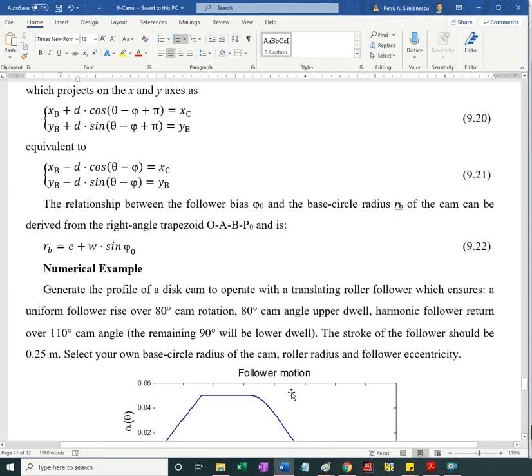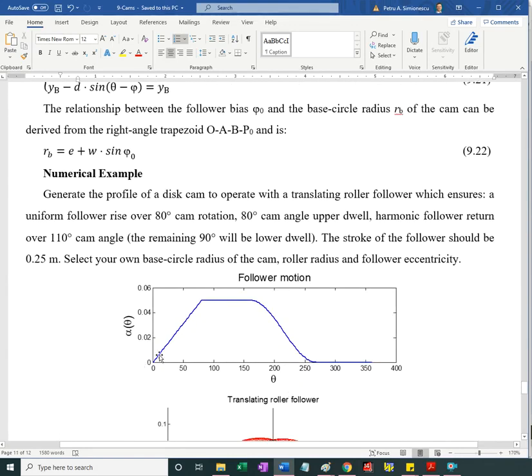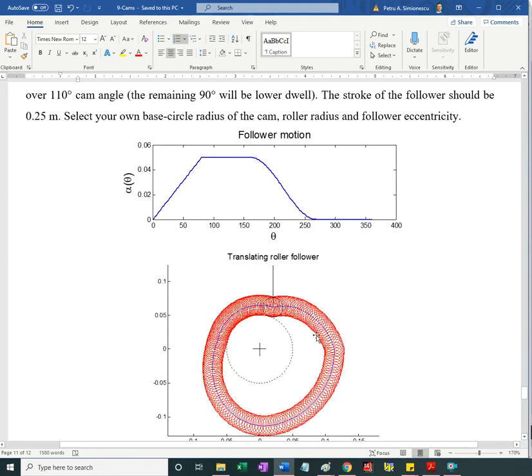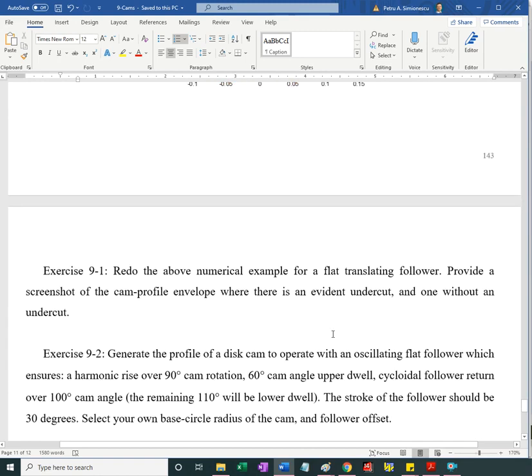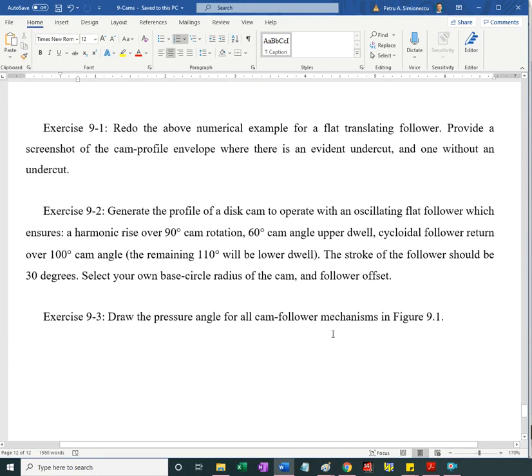Okay, and this is the case of a linear rise, some dwell happening between 90 degrees here, whatever, and a higher order return. I think it's harmonic return. And this is how the follower envelope for a translating follower with roller and with offset is going to look. Okay. So draw the pressure angles.